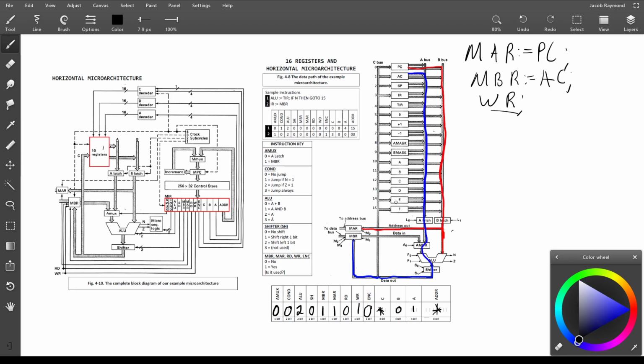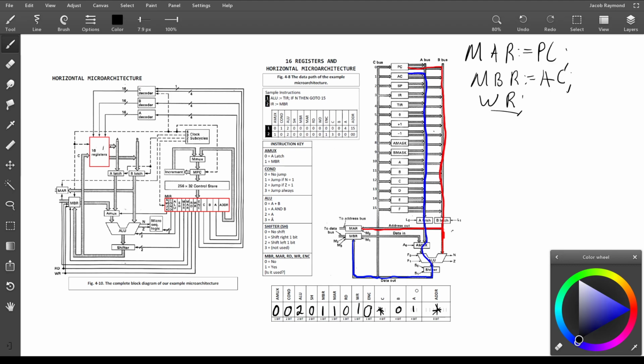Any questions on that? Why was B 0? Because on the B bus here, which register do we want to put onto the B bus? PC. PC? What register number is PC? Oh, okay. Yeah, so for right here, you put the register number that you want.